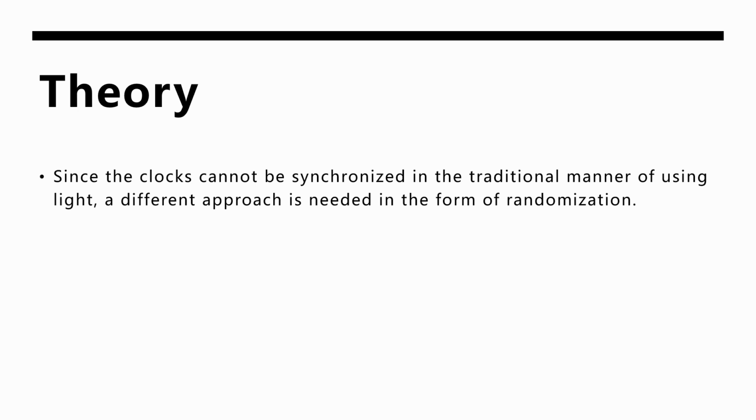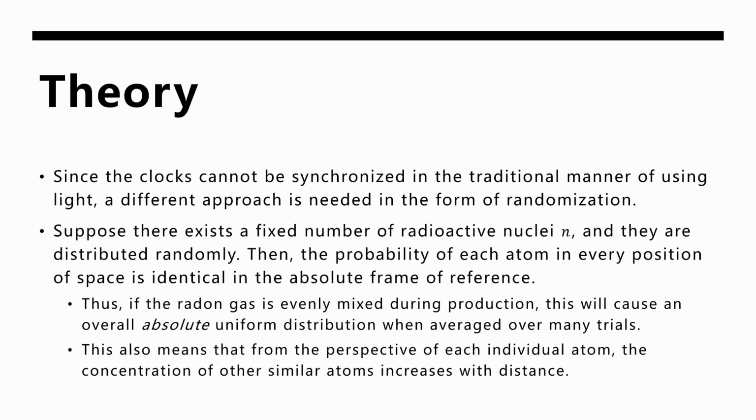for the theory. Since the clocks cannot be synchronized in the traditional manner of using light, a different approach is needed in the form of randomization. Suppose there exists a fixed number of radioactive nuclei, n, and they are distributed randomly. Then the probability of each atom in every position of space is identical in the absolute frame of reference. Thus, if the radon gas is evenly mixed during production, this will cause an overall absolute uniform distribution when averaged over many trials. This also means that from the perspective of each individual atom, the concentration of other similar atoms is going to increase with distance.